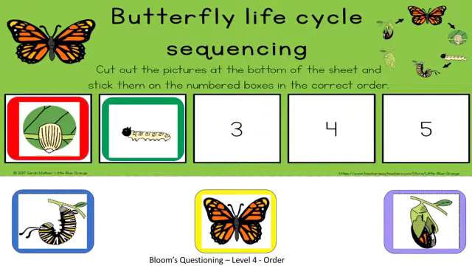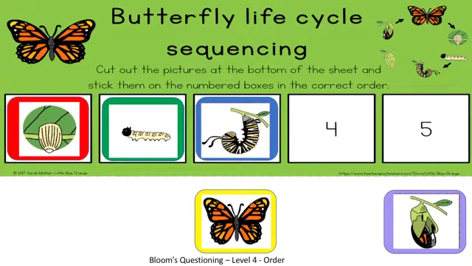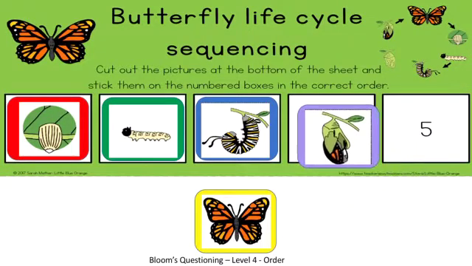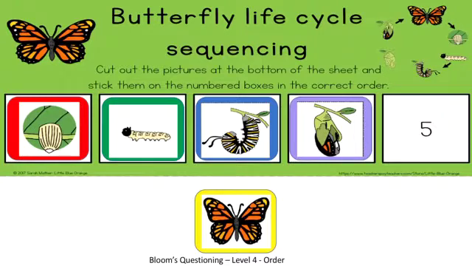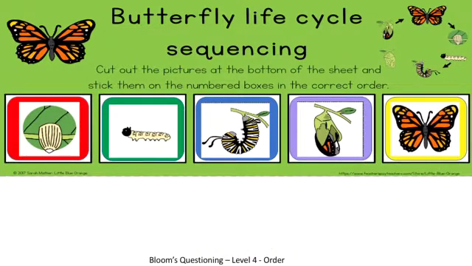Look at the pictures now. Which one comes next? Which is third? That's right, the big caterpillar. He looks like he's about to enter the chrysalis stage. Which color is that big caterpillar on? Blue, yellow, or purple? Blue. Very good. And our fourth is the chrysalis stage. Which color is that one? The purple. Very good. And the last stage of this butterfly's life cycle, the fifth part, is the butterfly on the yellow square. Very good.